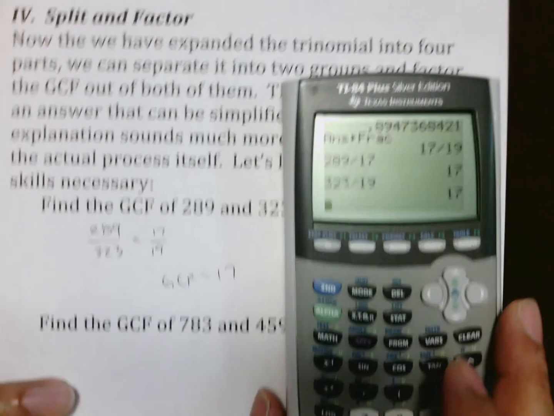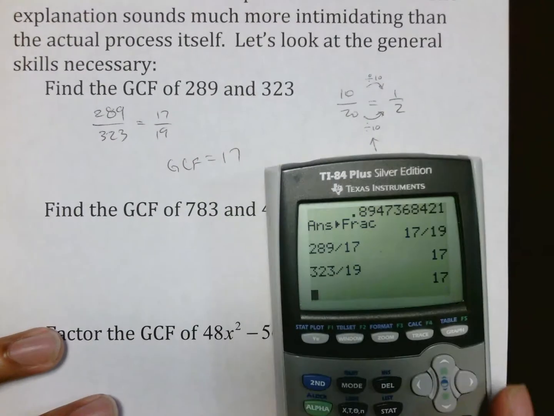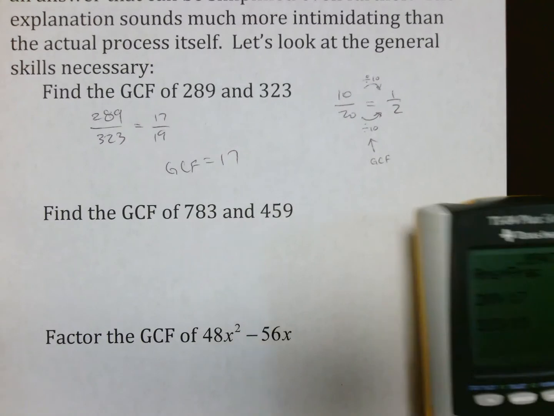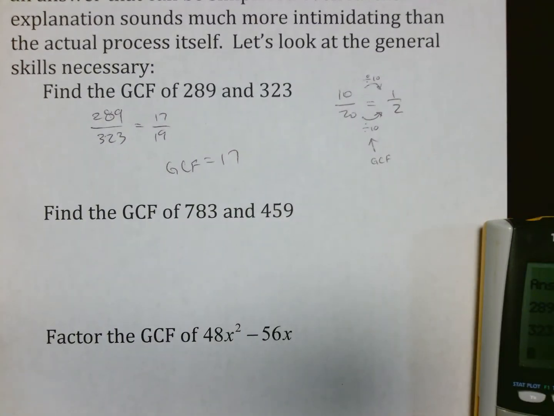So if you're ever in a problem where you have big numbers and you have to find the GCF, just put the numbers into a fraction and then reduce that, or figure out what the number is by dividing the 2 top numbers or the 2 bottom numbers.